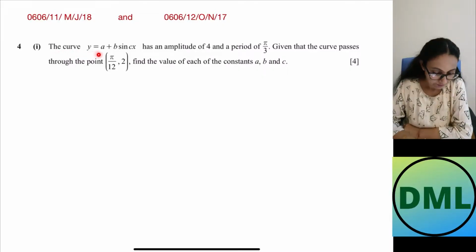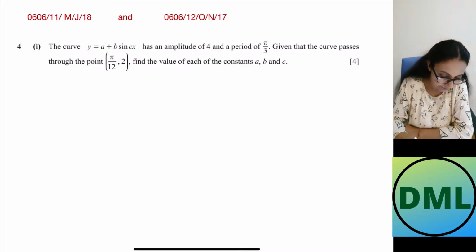The curve y is equal to a plus b sine cx has an amplitude of 4 and a period of pi by 3. Given that the curve passes through the point pi by 12, 2, find the values of each of a, b and c. As you can see, they have given us the amplitude here. What is the amplitude here? Amplitude here is 4. From our curve a plus b sine cx, what is amplitude? Amplitude is b. That means the value for b is 4.